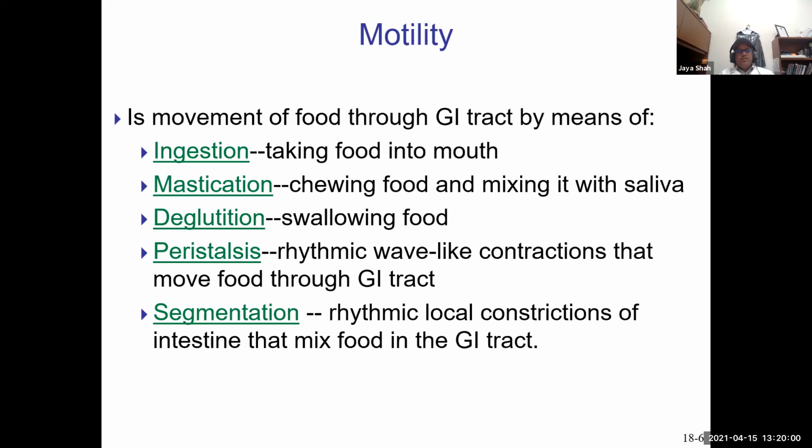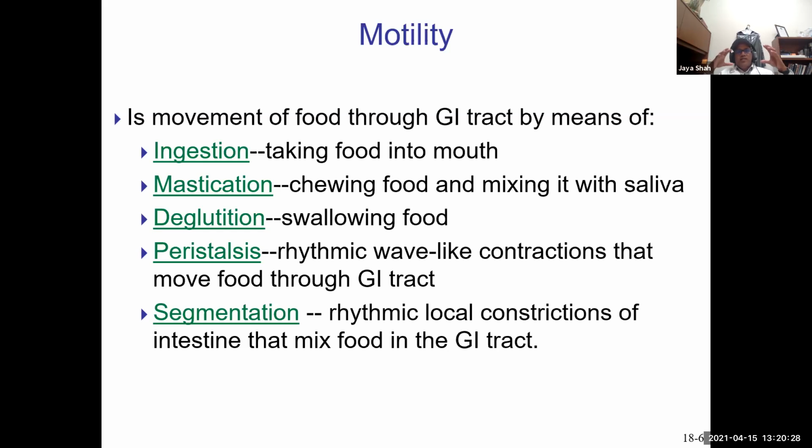Once it passes into the esophagus, then there is contraction and relaxation of the tubular wall of the GI tract from your esophagus down to the large intestine. And that is called peristalsis. So peristalsis is a rhythmic wave-like contraction that moves food through the GI tract. So this is moving the food from your esophagus down below.